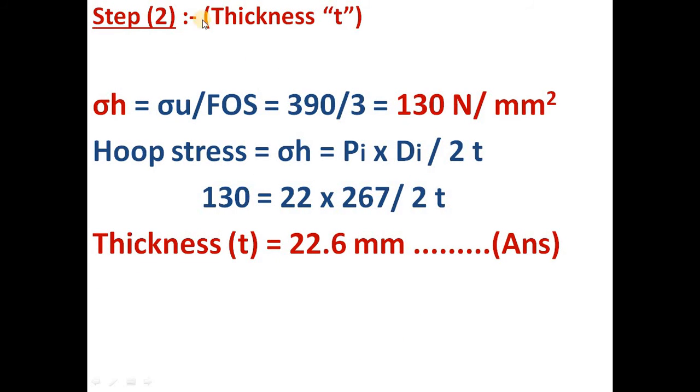In the same manner, step 2, thickness. Thickness T can be calculated by knowing this relation: hoop stress sigma h is equal to Pi into di by 2T. Sigma h means hoop stress, the permissible stress. Ultimate stress is 390. Factor of safety is 3. Then the permissible stress is 130 Newton per mm square. This can be taken as hoop stress. Then sigma h is equal to Pi di divided by 2T.